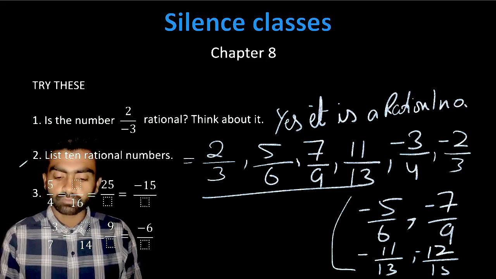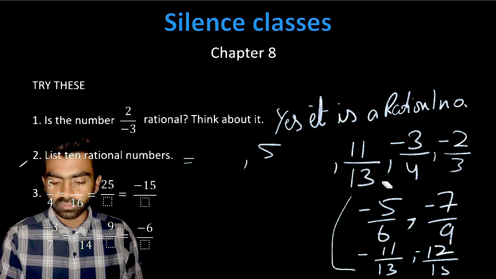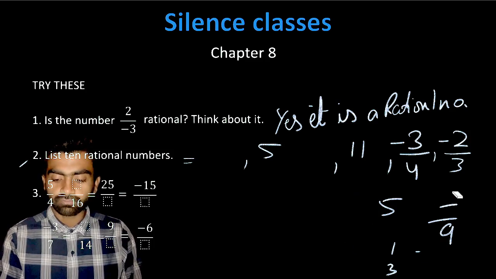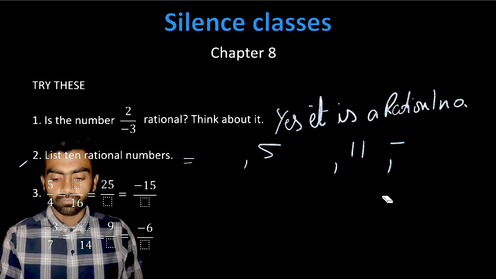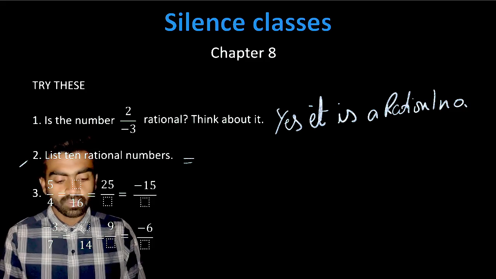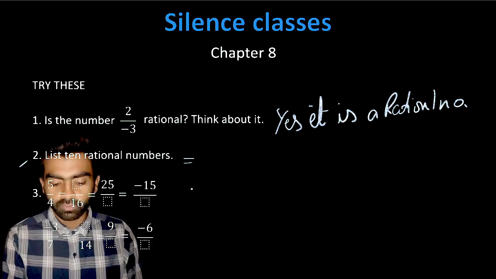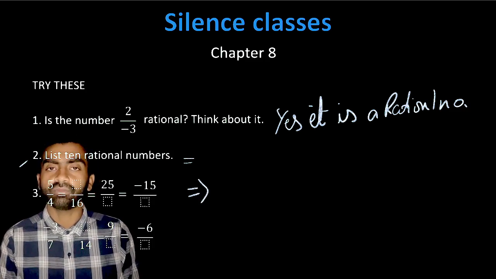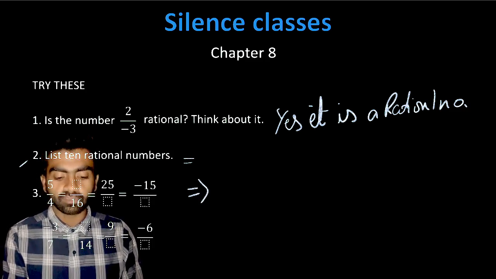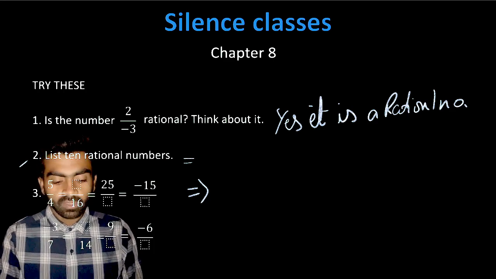Now let's move to question number 3. What is question number 3 saying? It means we have to fill the blanks which are given in this particular question, starting with 5 upon 4. There is one thing we have to understand: the equals to sign is there, which means each and everything is equal. So we will write it down.